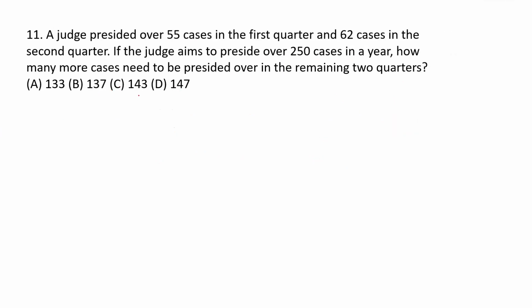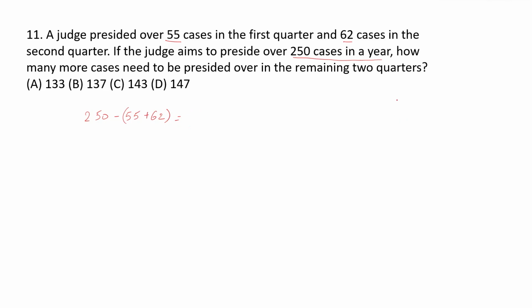Next problem. A judge presided over 55 cases in the first quarter, 62 cases in the second quarter. If the judge aims to preside over 250 cases in a year, how many more cases need to be presided over in the remaining two quarters? See, the judge wanted to preside over 250 cases in the full year. He is done with 55 cases and 62 cases. How many remaining are there? So total he wanted to do is 250. How many is he done with? 55 plus 62. These many cases he is already done with.